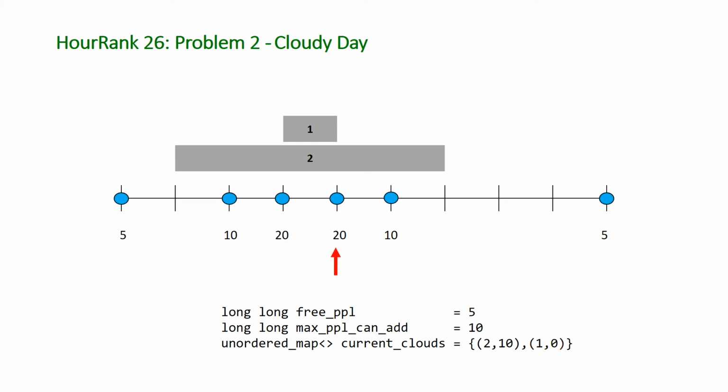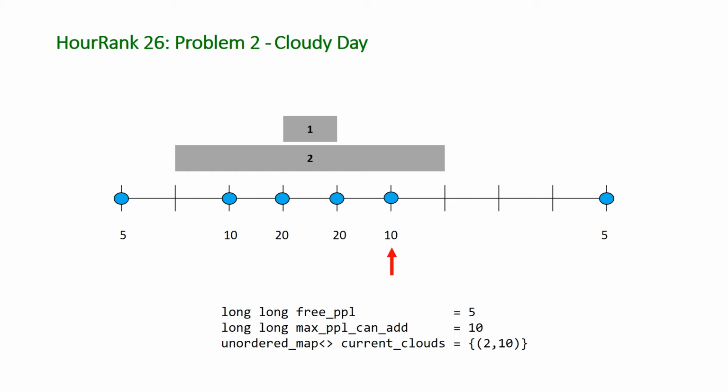So we move to the next point on the horizontal line. The first thing we do here, again, is look at towns, because now we have an end of a cloud, but we still need to process towns before we can remove the clouds from our map. So we are going to do nothing for this town, and then we are going to remove cloud ID 1 from our map. Then we're going to move to our next point in our line.